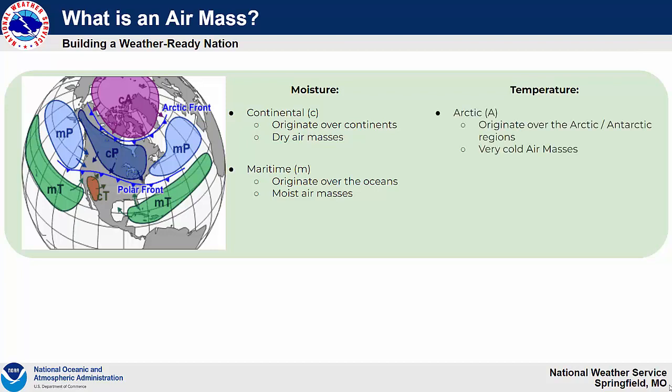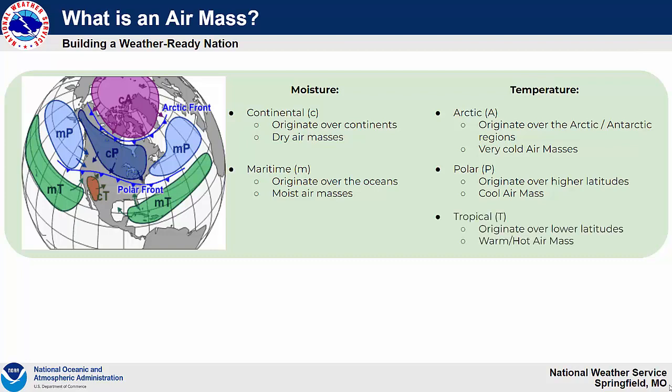For example, we have the Arctic air masses, denoted by an uppercase A. Now, these air masses originate over either the Arctic or the Antarctic regions and are therefore considered very cold air masses. We also have the polar air masses, denoted by an uppercase P, and these originate over the higher latitudes. They aren't as cold as the Arctic air masses, but they're still considered pretty cold or cool air masses. And finally, we have the tropical air masses, denoted by an uppercase T, and these originate over the lower latitudes and are therefore the warm or hot air masses.